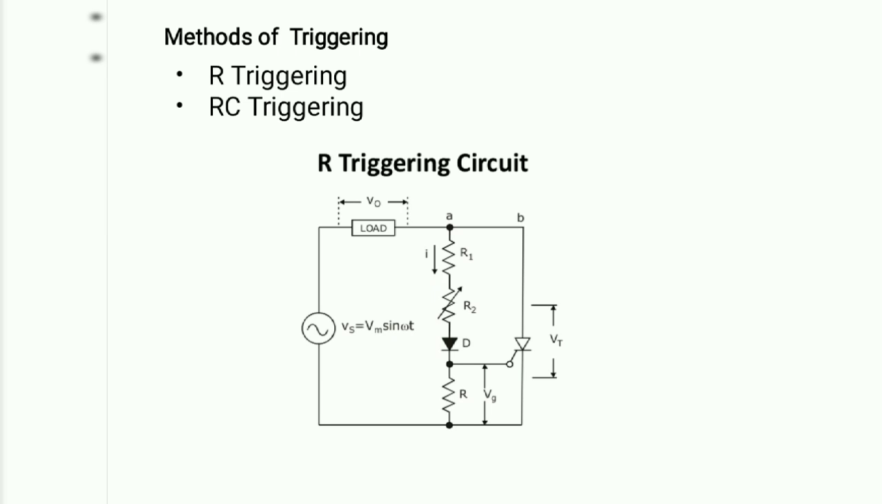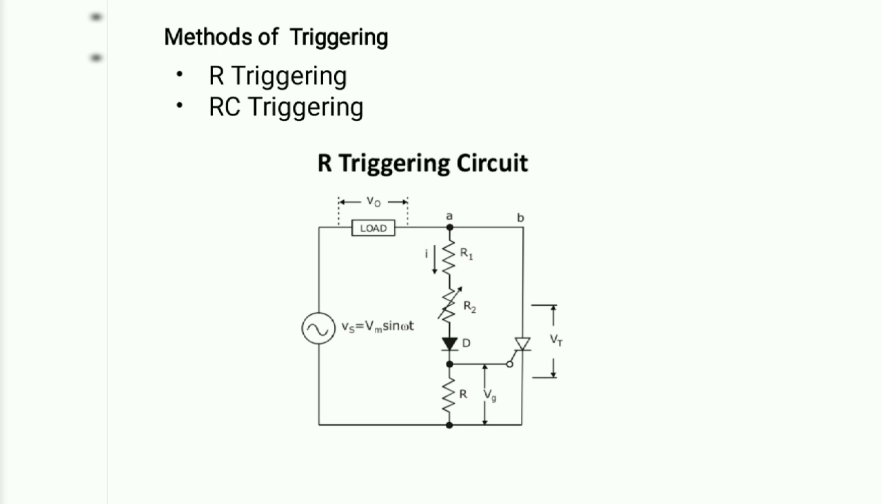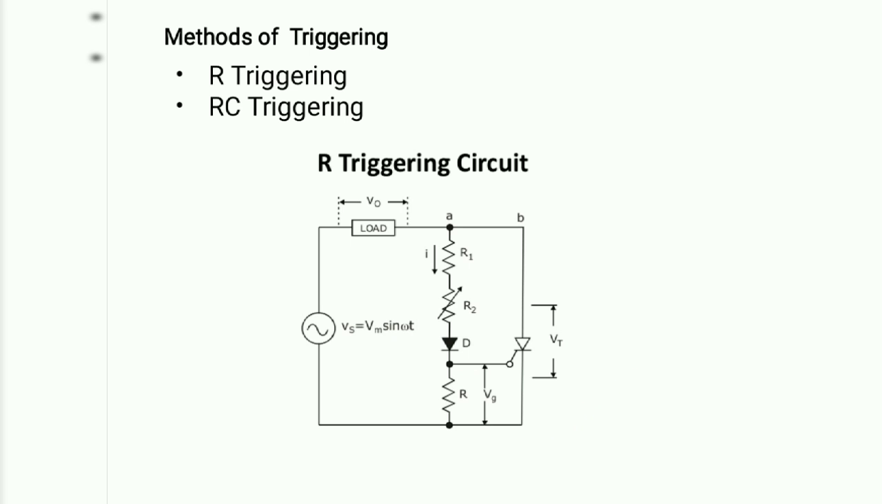Since the SCR is in the off state, some amount of voltage will be across it. You have to trigger the SCR with the help of a resistance, so the gate voltage should be controlled. Let us see the positive half cycle. During the positive half cycle, this is positive, and current flows across this.